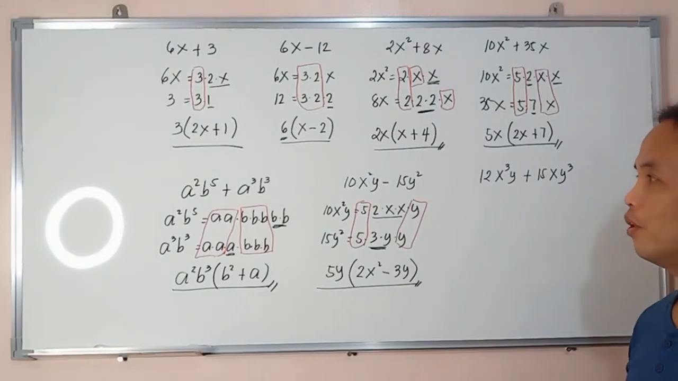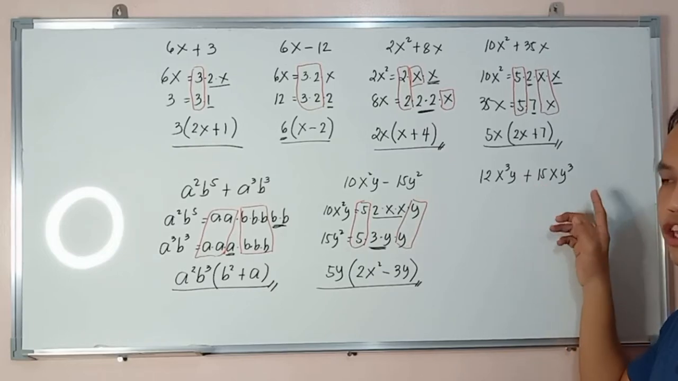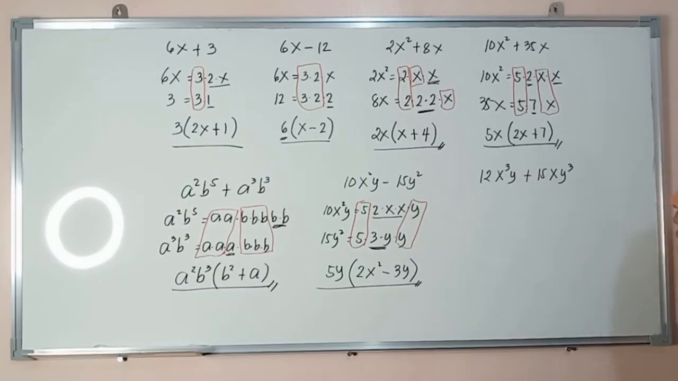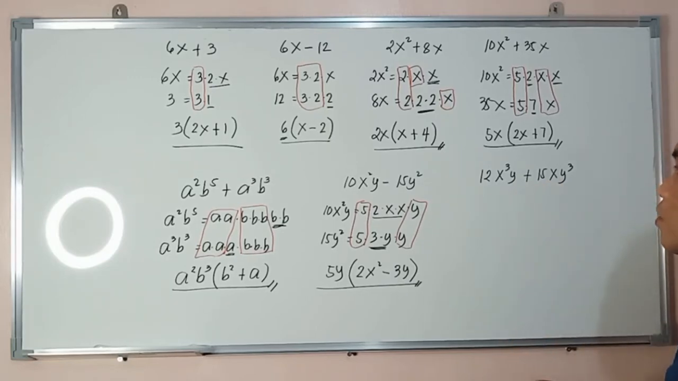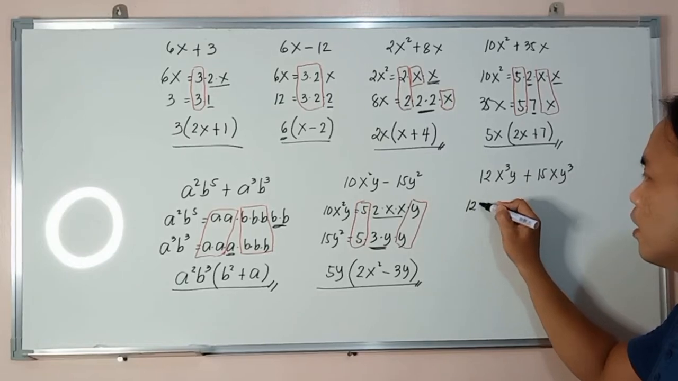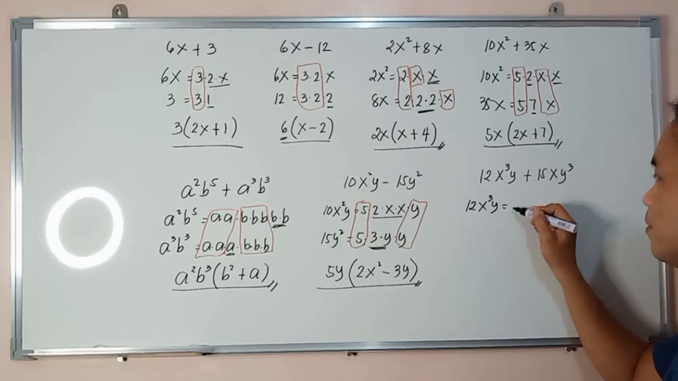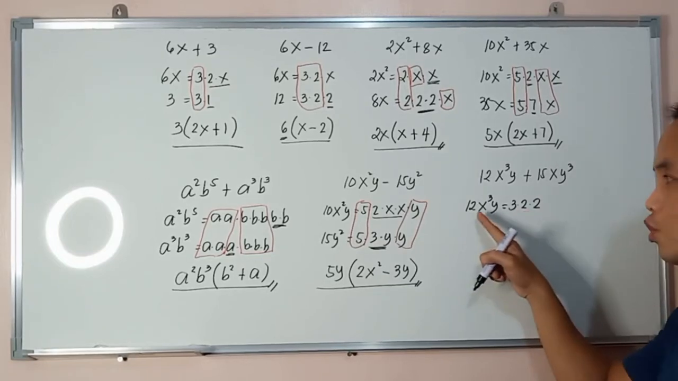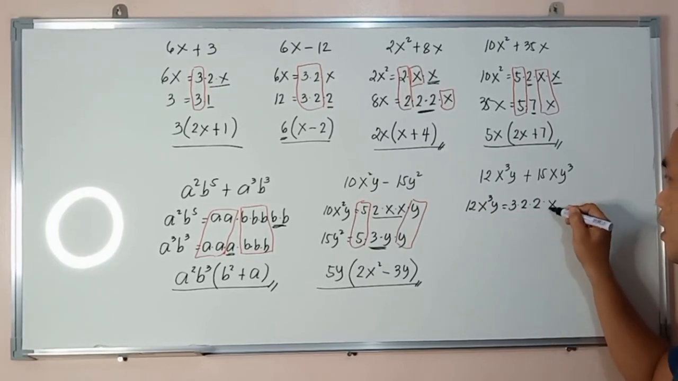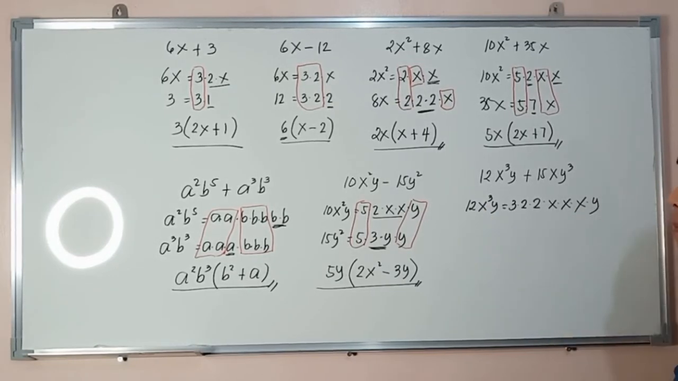Another example, we have 12x cubed y plus 15xy cubed. So the same process. We factor out the common monomial factors. So we have 12x cubed y. The prime factors shall be 3 times 2 times 2. 3 times 2 is 6. 6 times 2 is 12. So we have here 12 times x times x times x. That is x cubed times y.